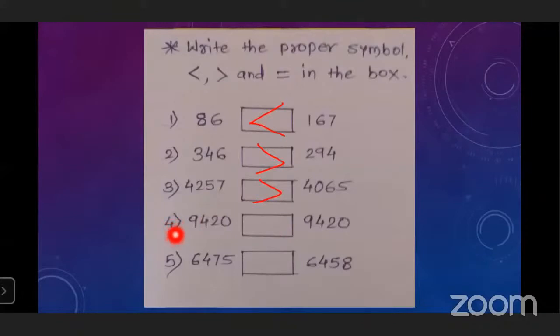Now the fourth example is given. You can see, how many digits are here? There are 4 digits. Very good. Here also 4 digits and the other side also 4 digits. Means this number has 4 digits and this number also has 4 digits. So both numbers are the same.